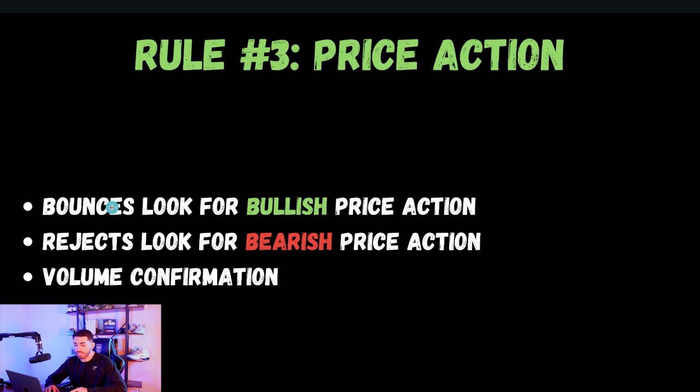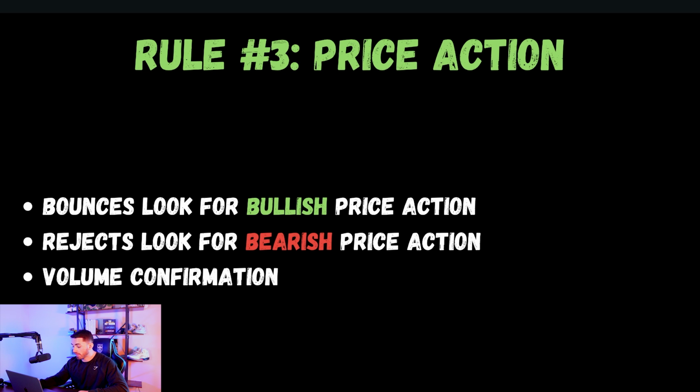So again, if price is at your bounce level, price is in an uptrend, it pulls back to the 50 or 61.8% retracement, you're looking for bullish price action. If price is in a downtrend and you're looking for rejects and price comes into your fibs, you're looking for bearish price action to help confirm that that level is truly valid.